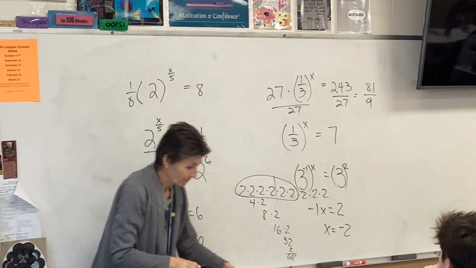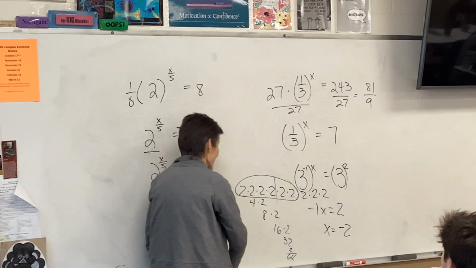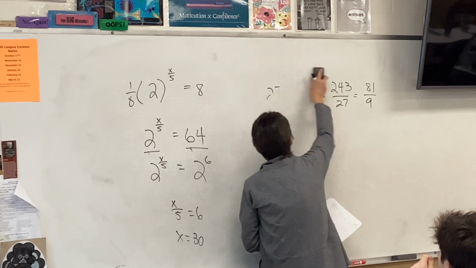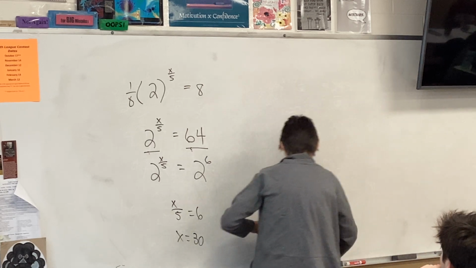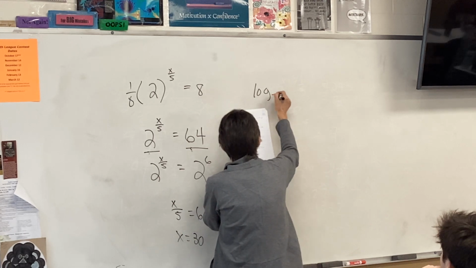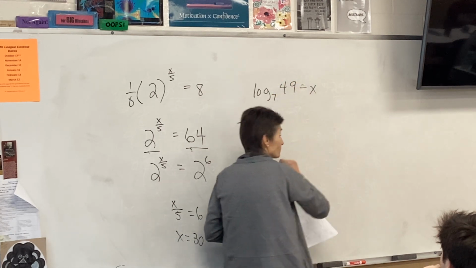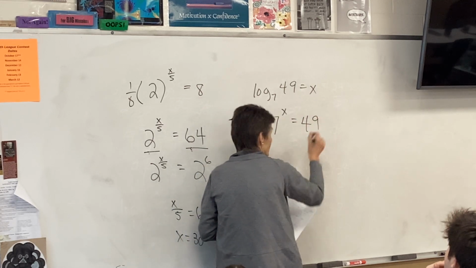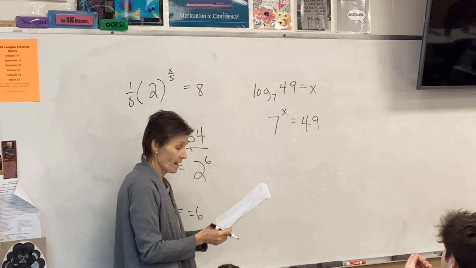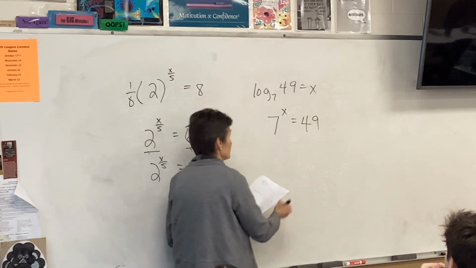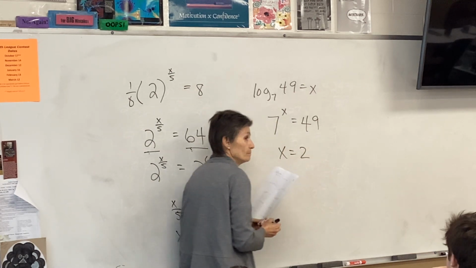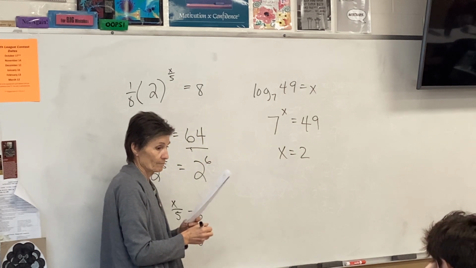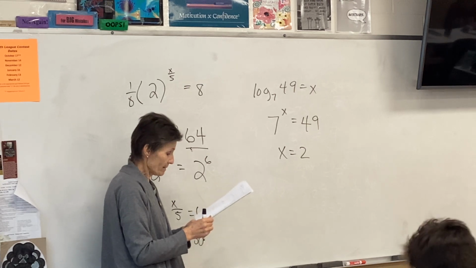Okay? All right. Now, problem 2A is going to be on your quiz tomorrow, or could be on your quiz tomorrow. What's our strategy with this guy right here? 7 to the x equals 49. So x equals 2. Right, that's 2A.